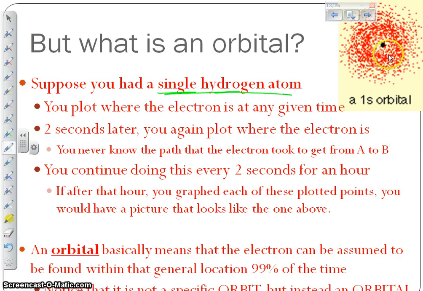But again, it's not traveling on a set path. Okay? It's very whimsically all over the place. Okay? So an orbital basically means that the electron can be found within that general location 99% of the time. It is not a specific orbit. We call those orbitals.